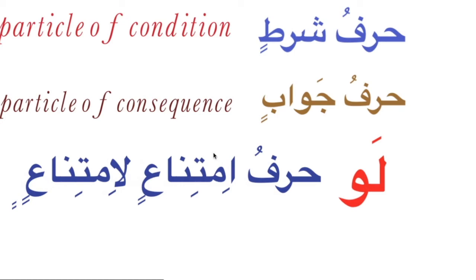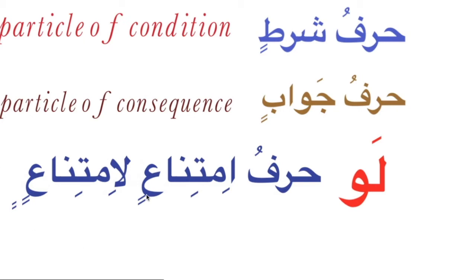So why is it called impossibility? Because we are talking about an event of the past. You cannot go and change the past. Like, had you worked hard, that means he did not work hard. He cannot go back and work hard in the past, so it's impossible. The condition cannot be met. That's why it's harfu imtina'in. The condition you're mentioning cannot be met. Limtina'in is for impossibility.